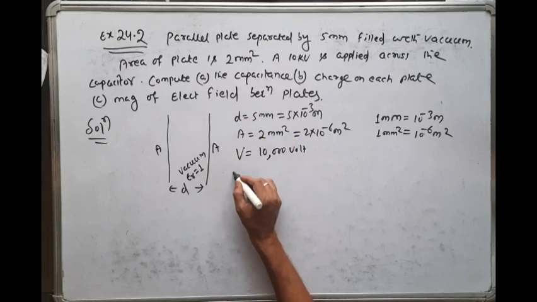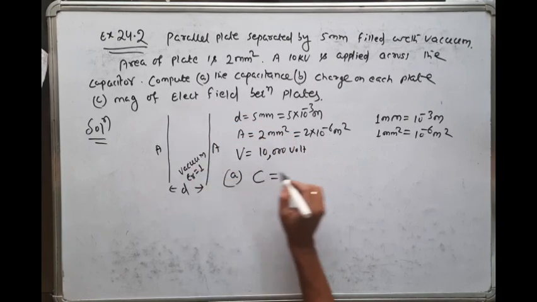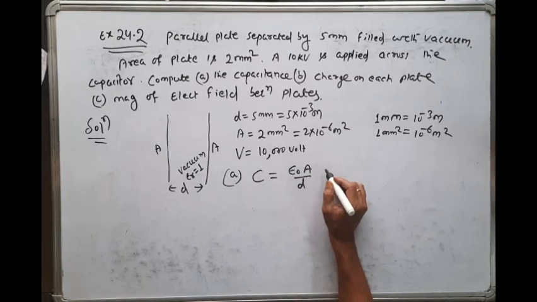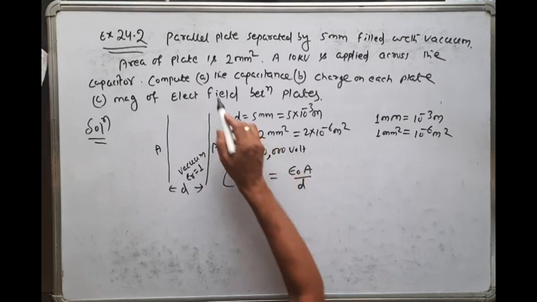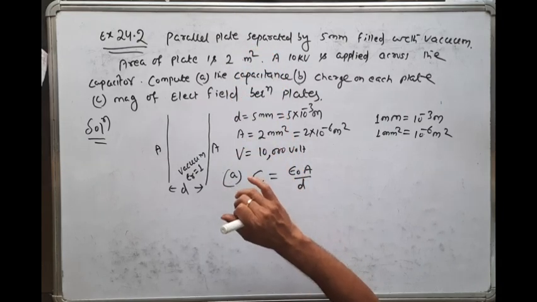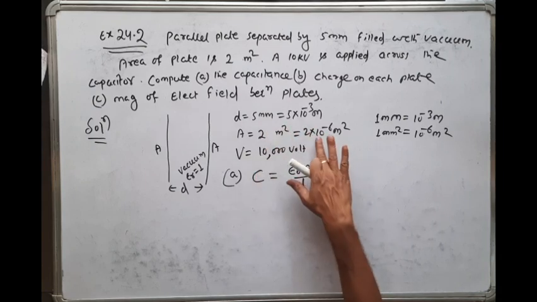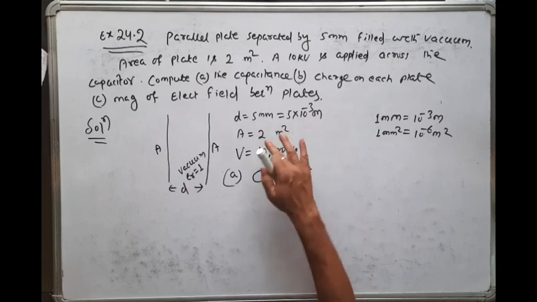So first you have to find what is the capacitance. The capacitance formula, this is vacuum, so it is epsilon naught A by D. Okay, in the problem, it is not given millimeter square. In the problem, it is given 2 meter square. So in that problem the area is equal to 2 meter square.